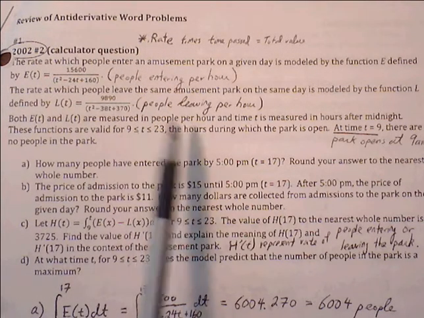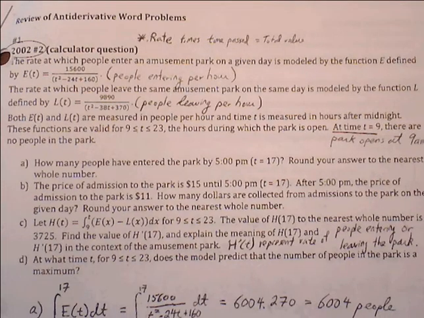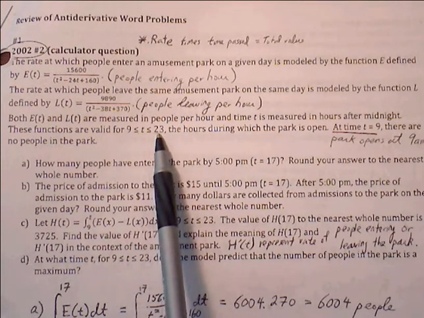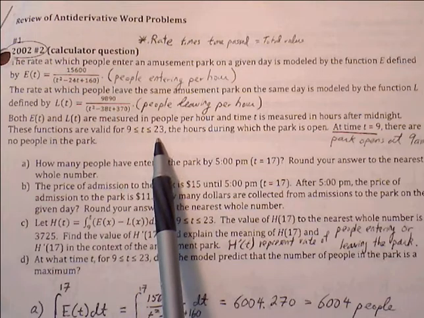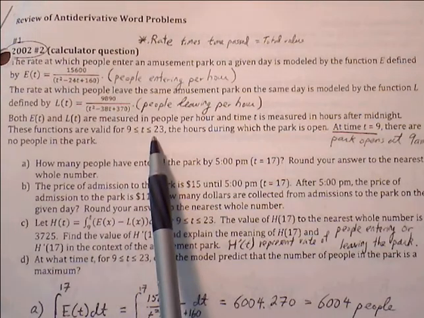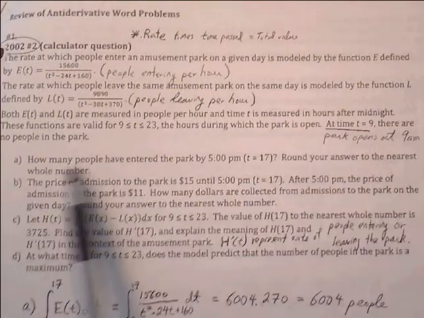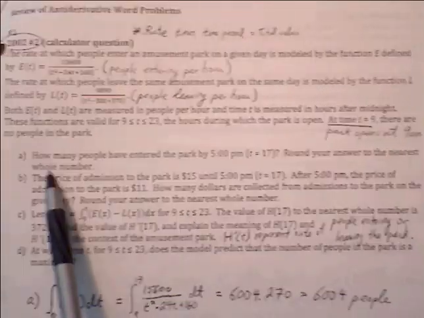This is the rate at which people are leaving per hour. So both E of t and L of t are measured in people per hour, and time t is measured in hours after midnight. So the functions are valid for 9 to 23, so 9 a.m. to 11 p.m., the hours during which the park is open. Okay, t equals 9 represents 9 a.m.